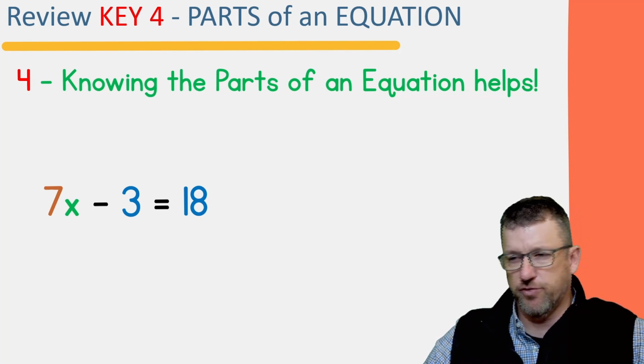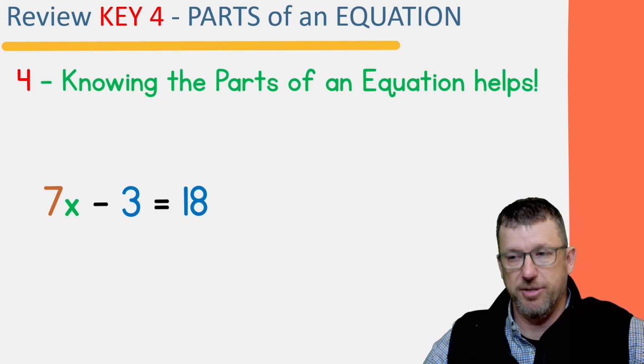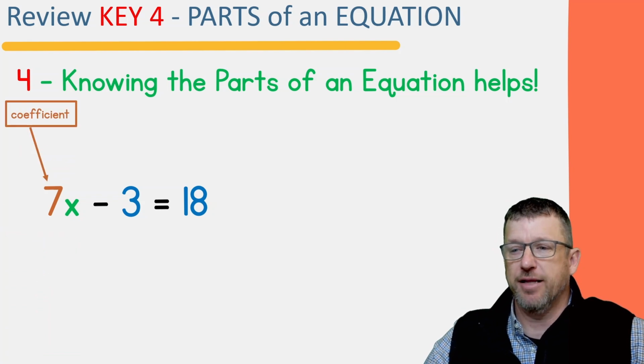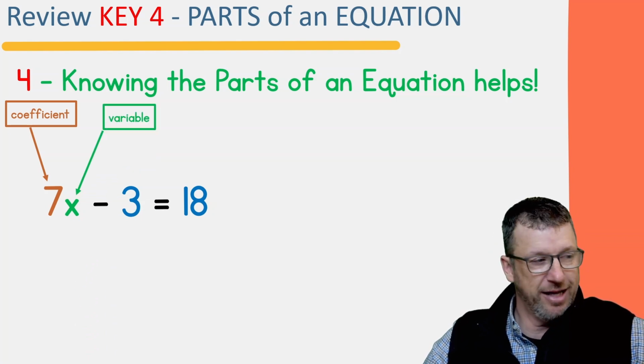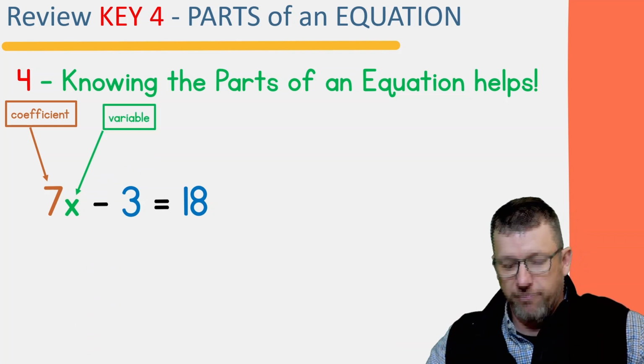And review number 4, just understanding the parts of the equation. This is mostly useful for when we're combining terms, which you're going to be doing. We have to understand that this is a coefficient. It's the number touching a variable that's being multiplied against a variable. What is a variable? It's normally the letters. It's the unknown. What are we trying to solve for?